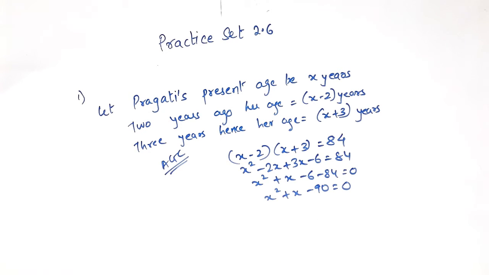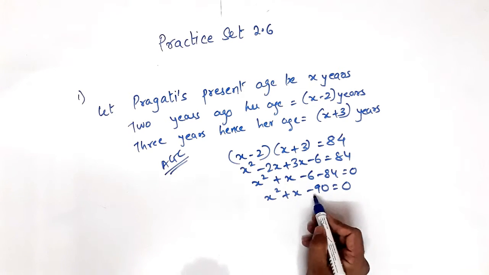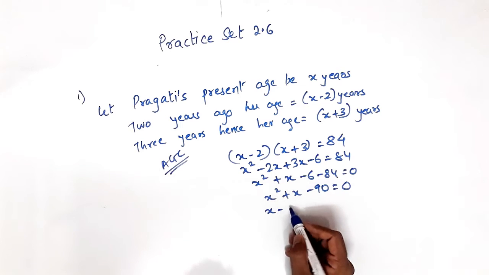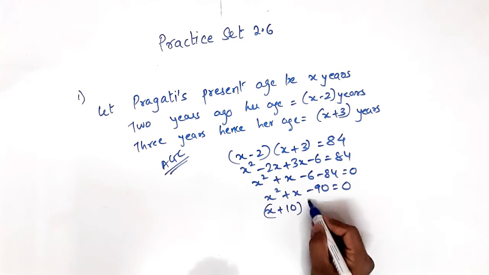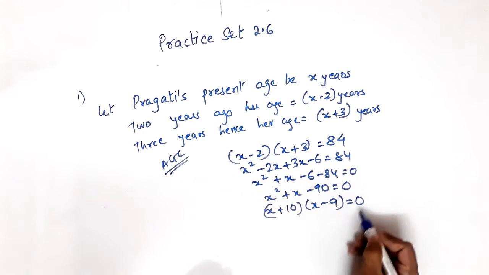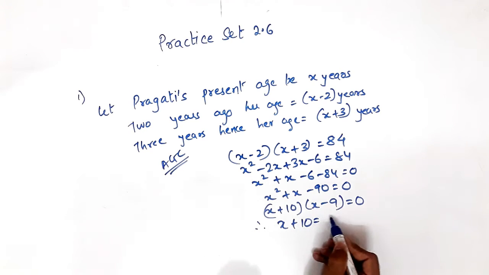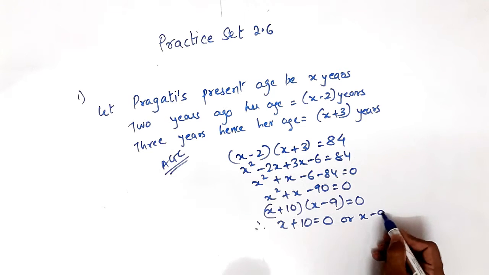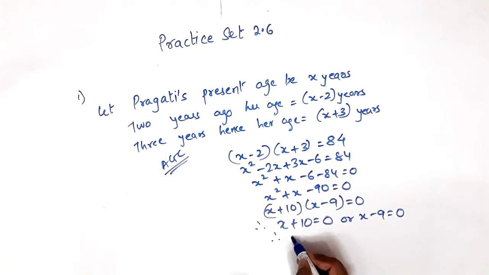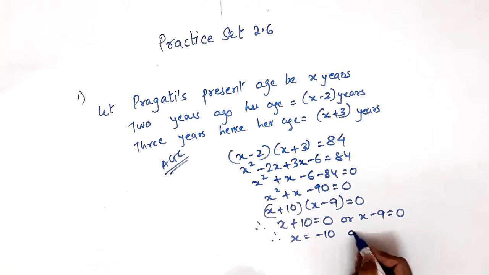As you know, this is a quadratic equation where we want the factors of 90 such that the sum is 1. So very simple, 10 and 9 are the factors. So I'll write (x plus 10)(x minus 9) equals 0. Okay, so therefore x plus 10 equals 0 or x minus 9 equals 0. So therefore x is equal to minus 10 or x is equal to 9. Correct?